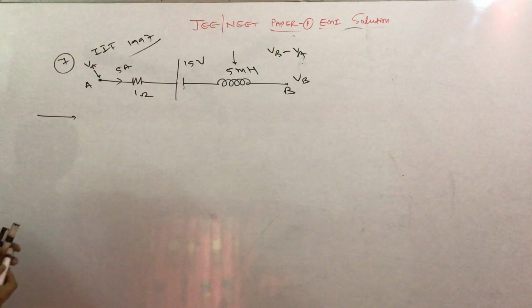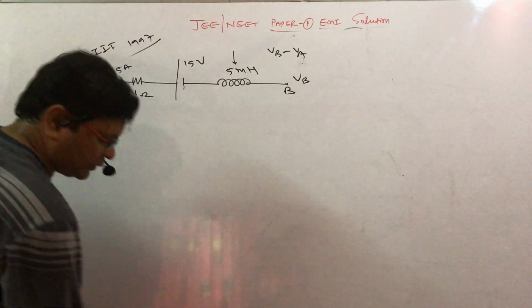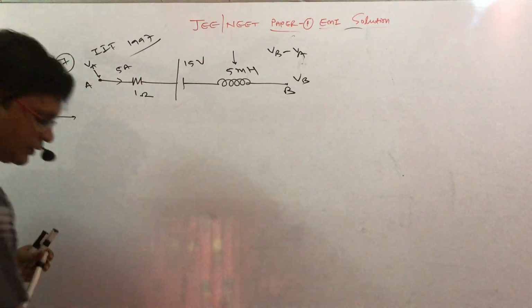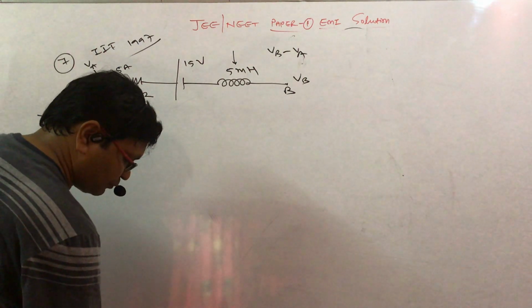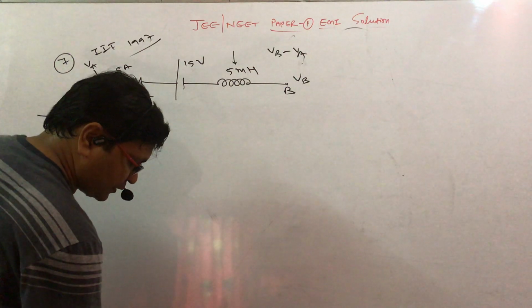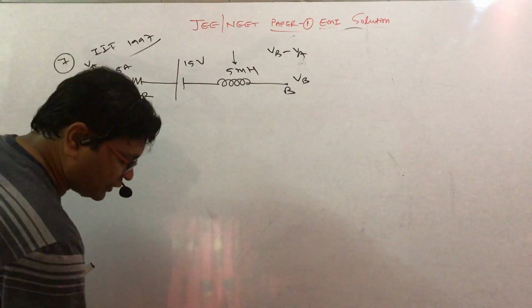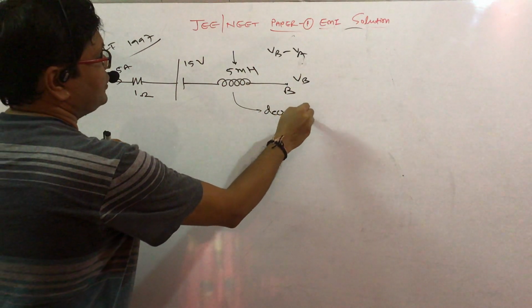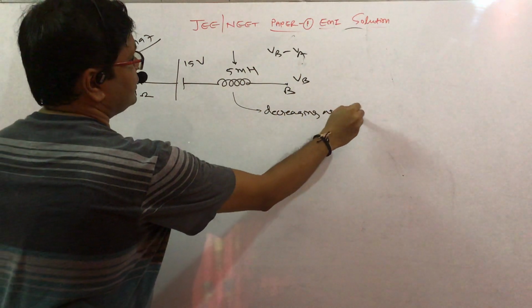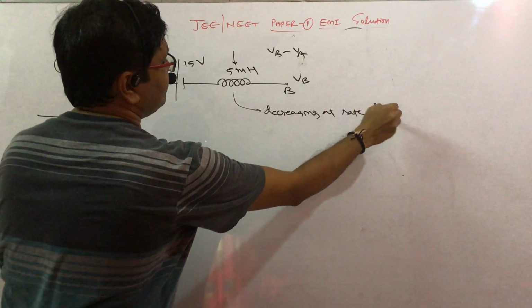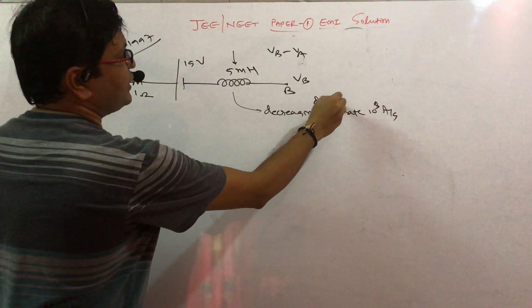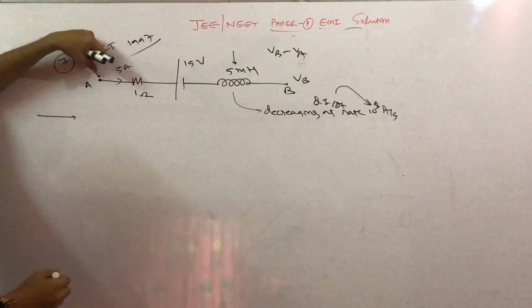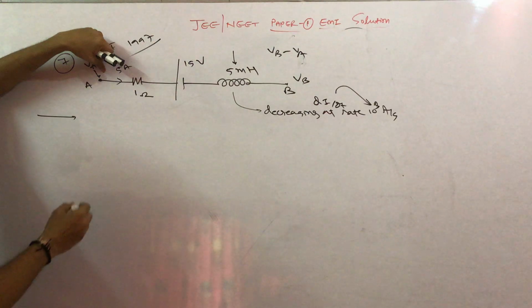So we'll start by applying Kirchhoff's second law. But if you read the data very carefully, here they mention one most important point. Here the current passing through this inductor is decreasing at a rate of 10 raised to 3 ampere per second. This is your di by dt. So start with point A. We would like to apply Kirchhoff's second law.